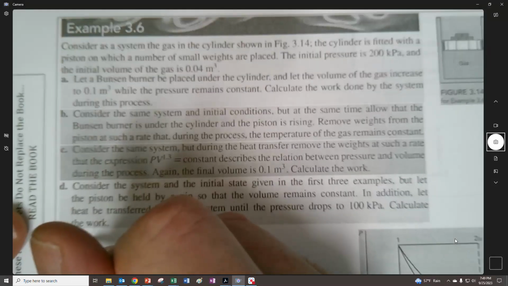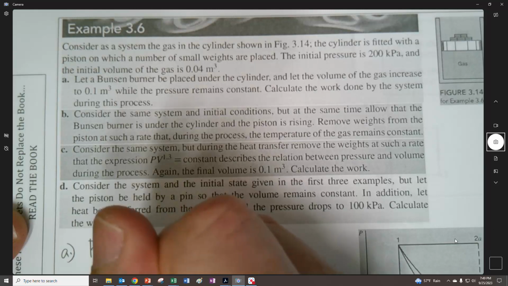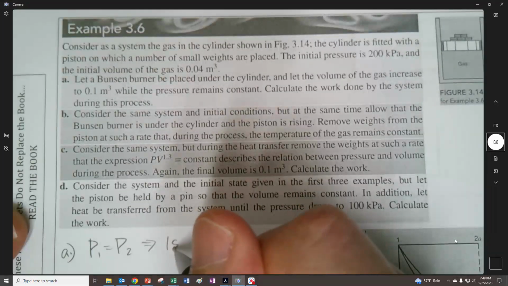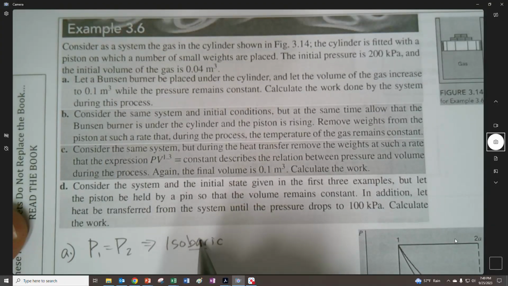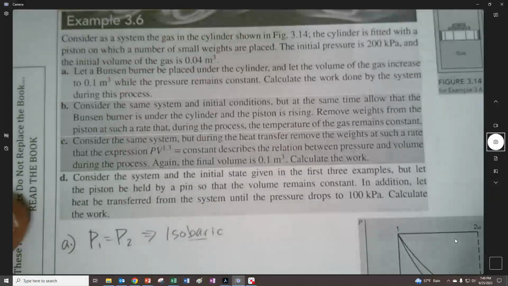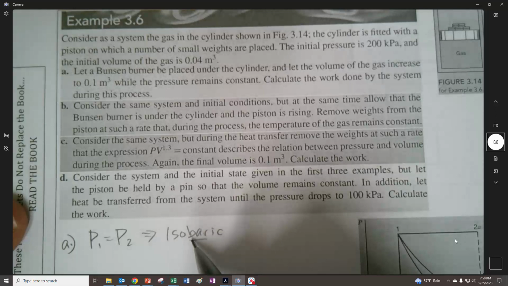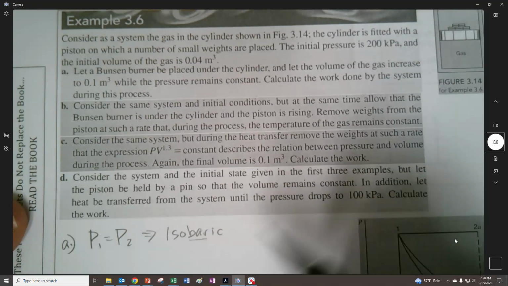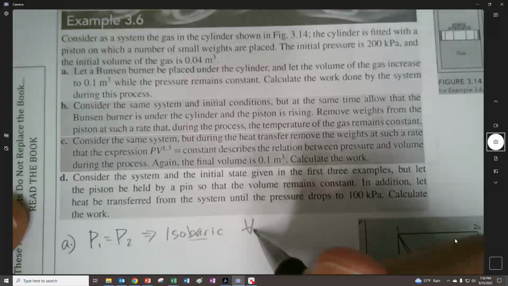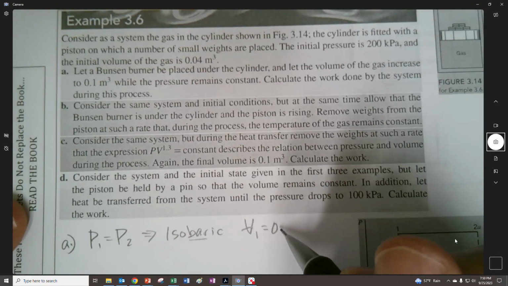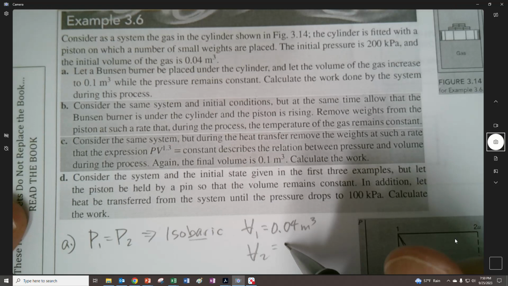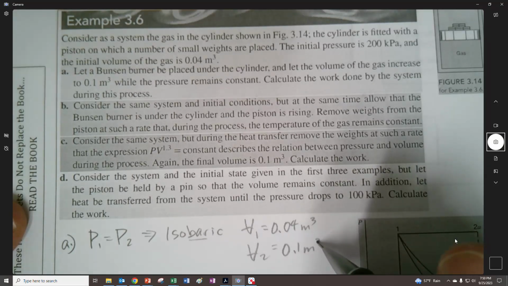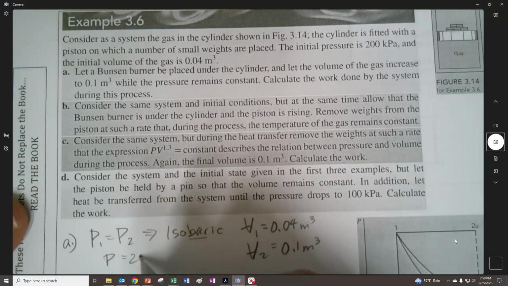So we recognize that P1 is equal to P2, and it's isobaric. I always think of bar because that's a unit of measure of pressure, especially in SI, so I think of isobars. It's probably some Latin derivative for pressure of some sort. So V1 is equal to 0.04 cubic meters. V2 is equal to 0.1 cubic meters. And these pressures are equal to 200 kilopascals.